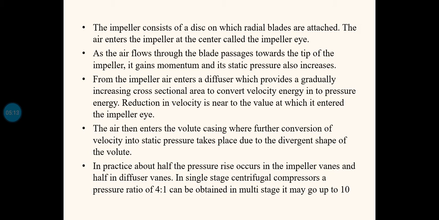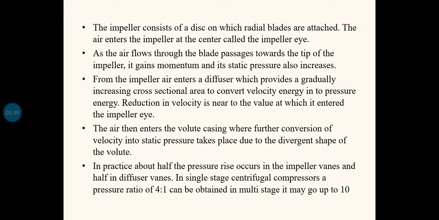So in the diffuser, the increase in pressure is at the expense of the kinetic energy, whereas in the impeller, the increase in pressure is due to the momentum transfer by the blade to the air. After passing through the diffuser, the air then enters the volute casing, where further conversion of velocity into static pressure takes place due to the divergent shape of the volute that I have already explained. The volute casing also has a gradually increasing cross-sectional area. Through the end of the volute casing, the air will be discharged to the outside.